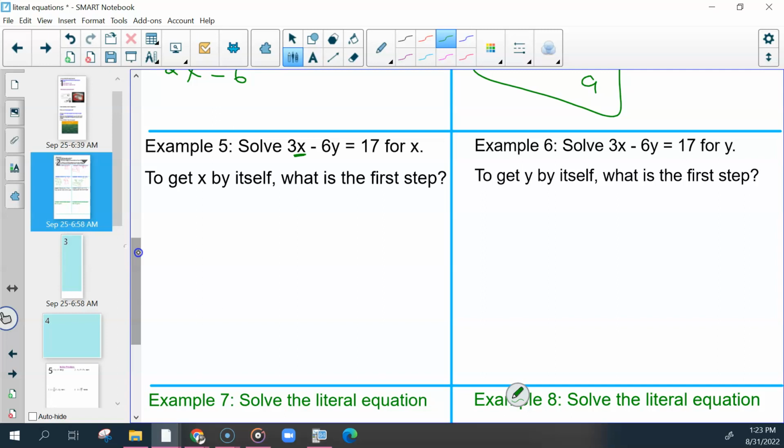How would we do that? How would we get rid of, or what would we get rid of first? Plus 6y. Add 6y to both sides, yep. And you can do that both at the same time. Again, 17 and 6y are not like terms, so we're just moving it to the other side.